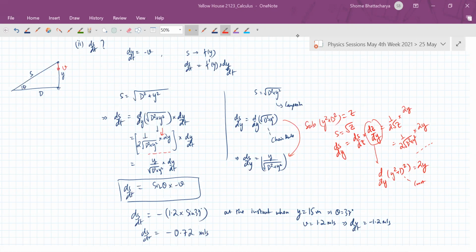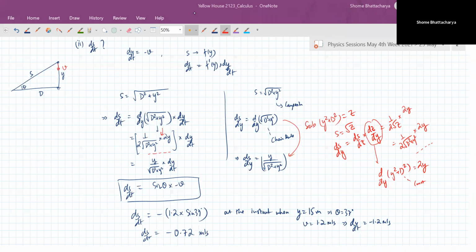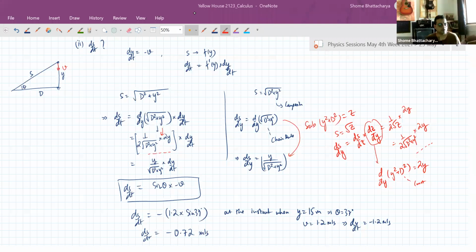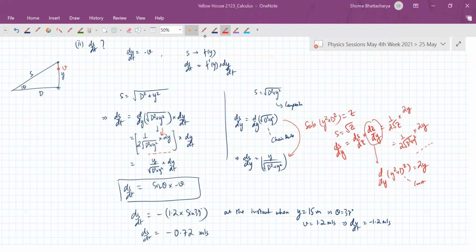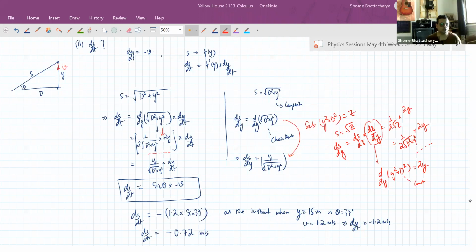Okay, so I hope this is clear. Any other doubt in this? Can you explain again how that 1 upon 2 into square root z came? Okay, let's do this whole thing again.